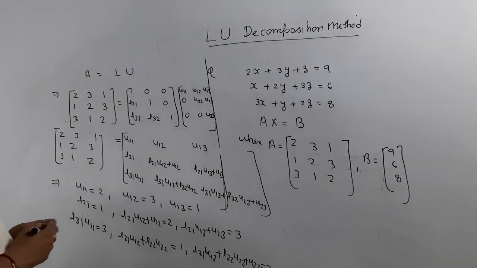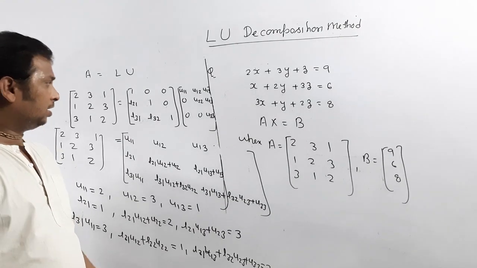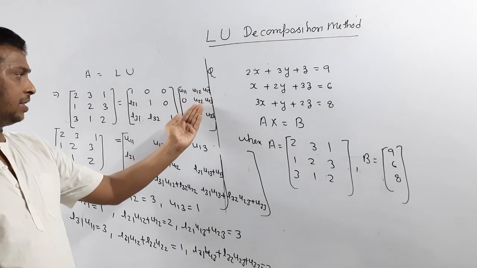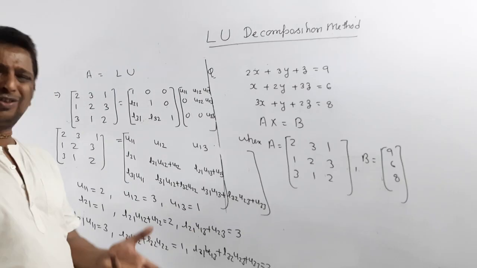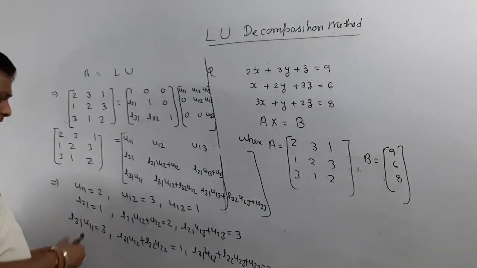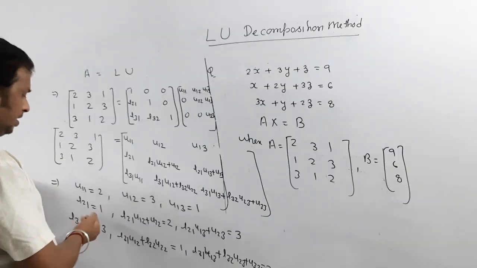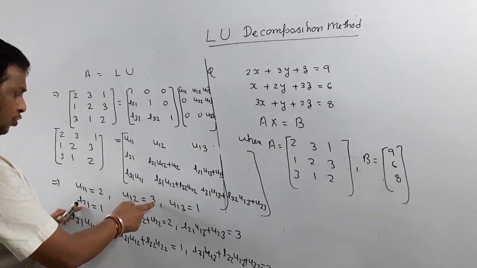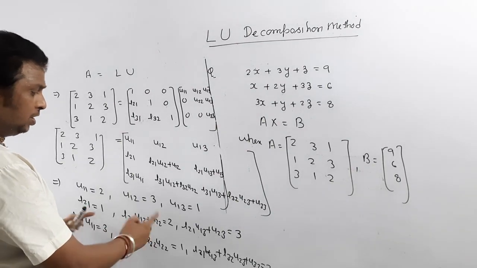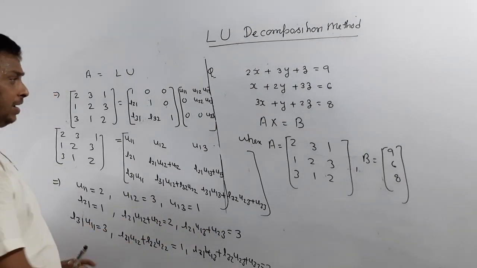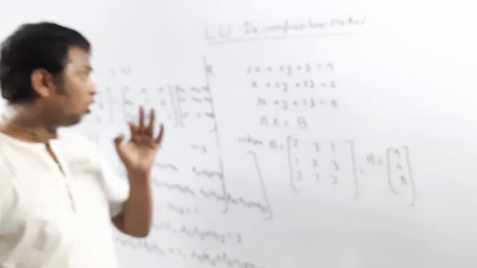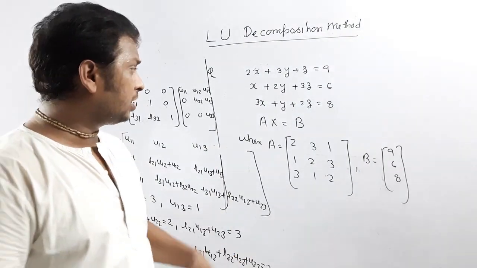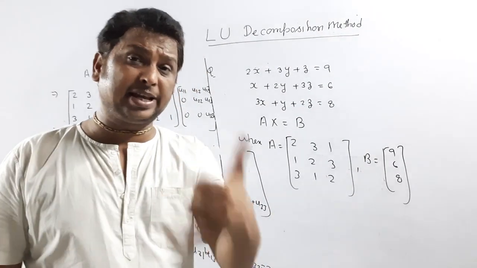Now we have 9 equations and 9 unknowns, so easily you can solve. Once you see U11 value 2, U12 value 3, those values we already calculated. Just put the L21 value and the U12 value 3 here, you get U22. Then put values here and simplify. Once you simplify, you will get all entries of L and U. Once you know all entries of L and U, what is our next work? Just use the procedure which I already explained.